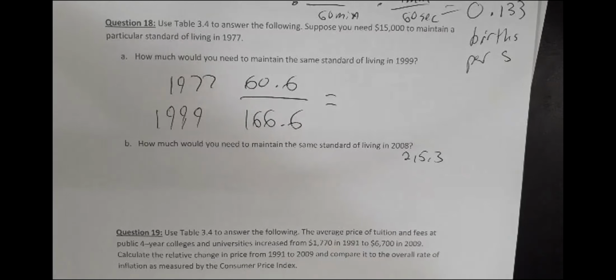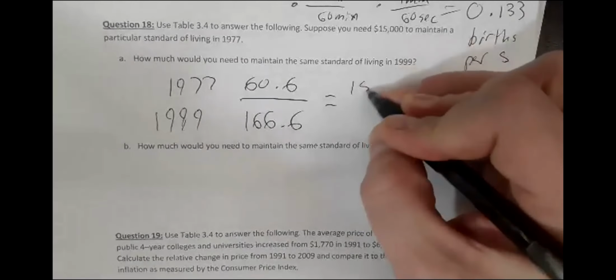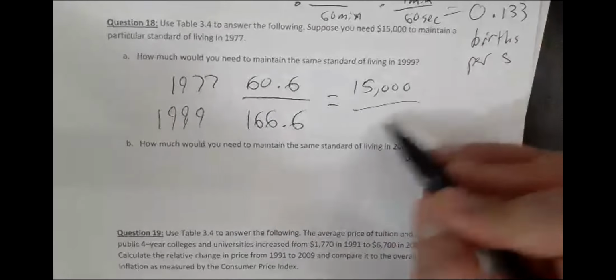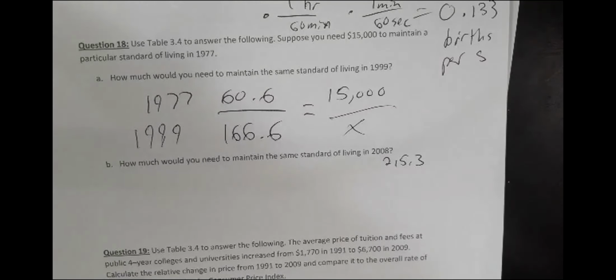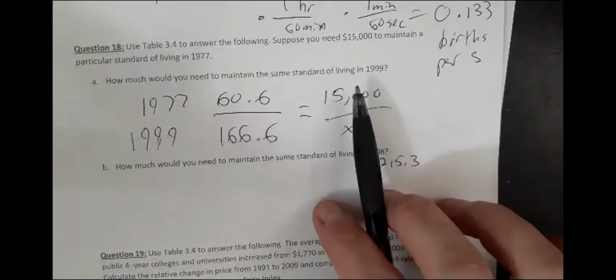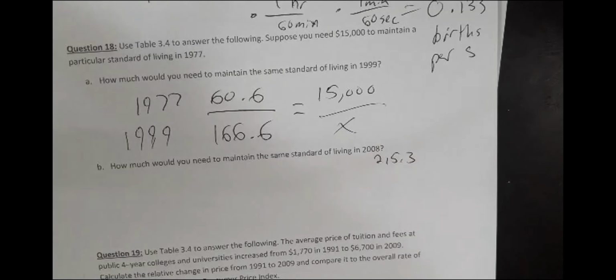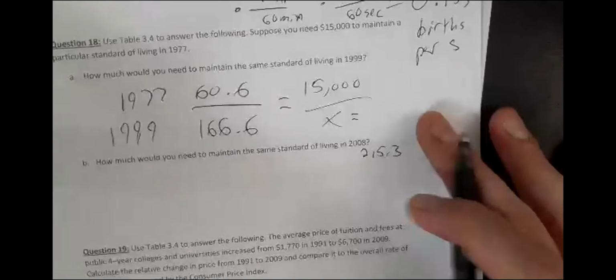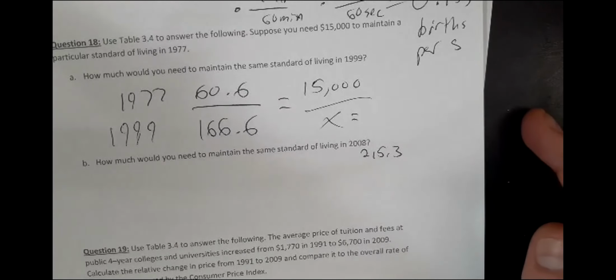And then they say I have 15K in 1977. They want to know how much that's going to be in 1999. We just got done with the section last time. This is a 1977 price, and we want to put it in 1999 dollars. We talked a little bit about this, but this is like cross multiplication. So if I multiply these two, 15,000 times 166.6, and then I divide by the other number, I should be getting my solution. So this should be somewhere around 41,237.62.